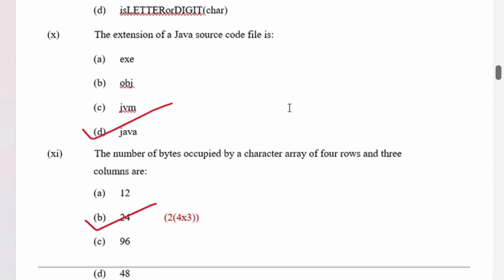The extension of a Java source code file. The extension of a Java source code file is .java.